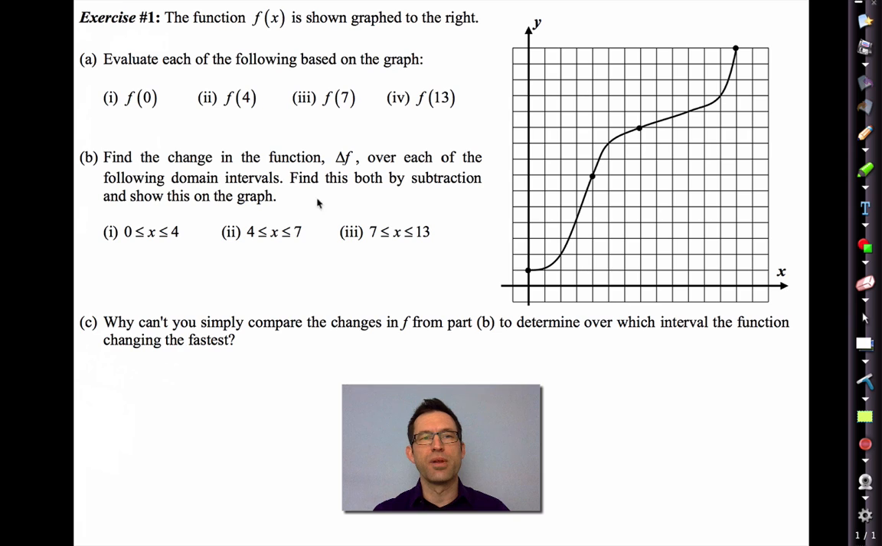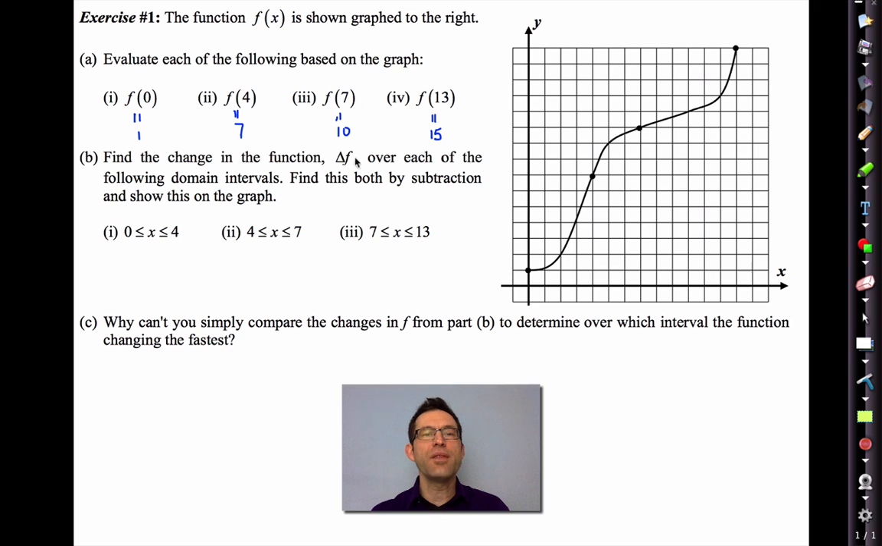Well, this is simple enough. We're just reading things off of a graph. f of 0 is equal to 1. f of 4 is 1, 2, 3, 4, 5, 6, 7. That's equal to 7. f of 7, 1, 2, 3, 4, 5, 6, 7, 8, 9, 10. That's equal to 10. And f of 13, 1, 2, 3, 4, 5, 6, 7, 8, 9, 10, 11, 12, 13, 14, 15. It's equal to 15.